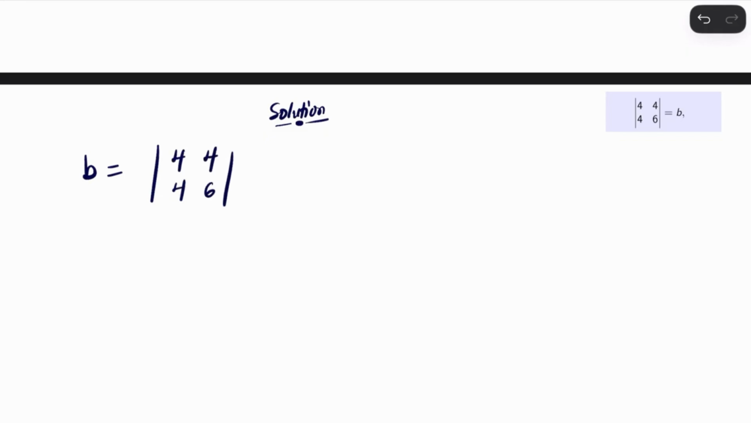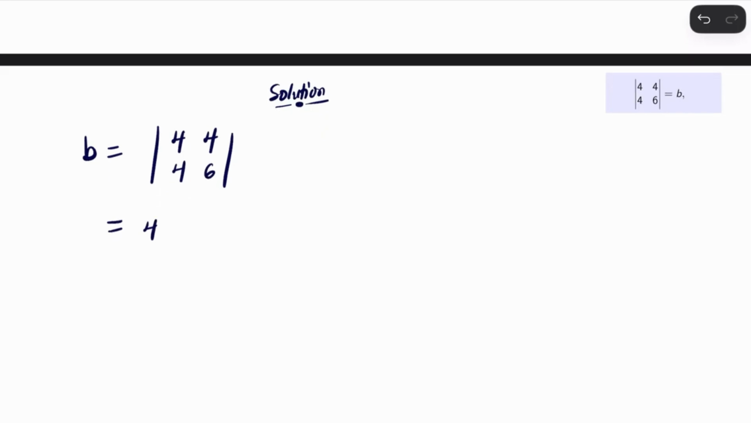Now let's find the determinant of this matrix. So here, this will multiply this, then minus the product of these two. So we are going to have 4 times 6 minus 4 times 4. 4 times 6 is 24, 4 times 4 is 16, and so you're going to have 8. And so B is equal to 8.